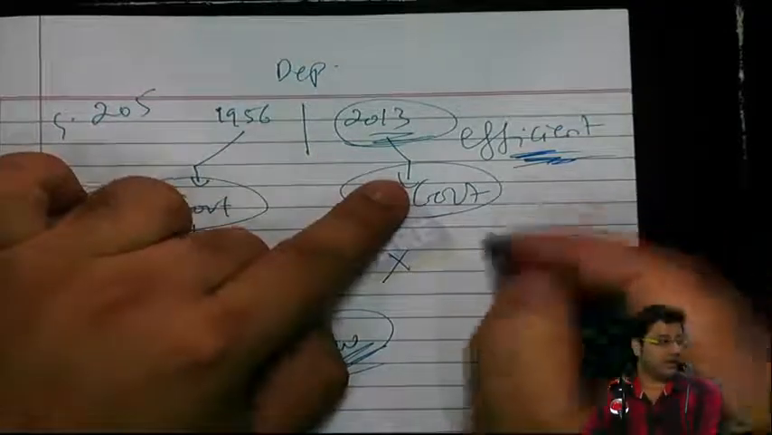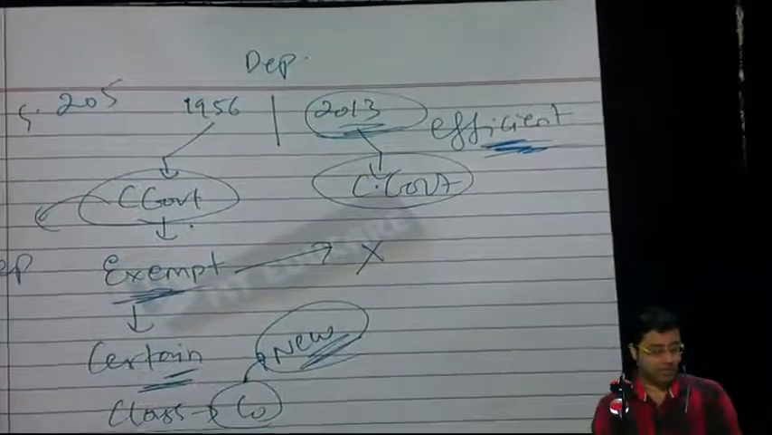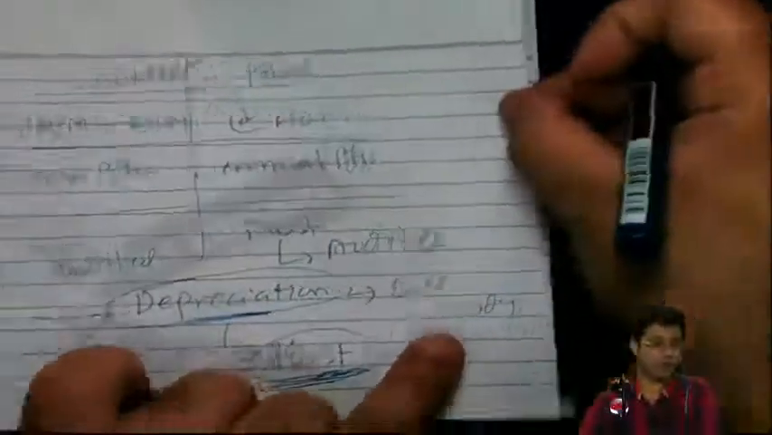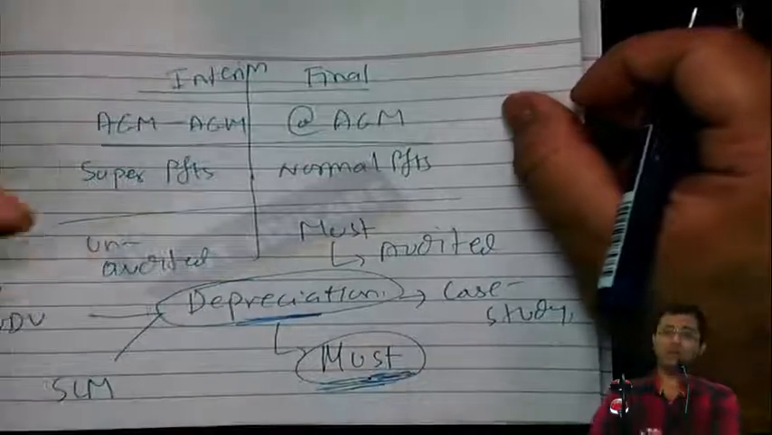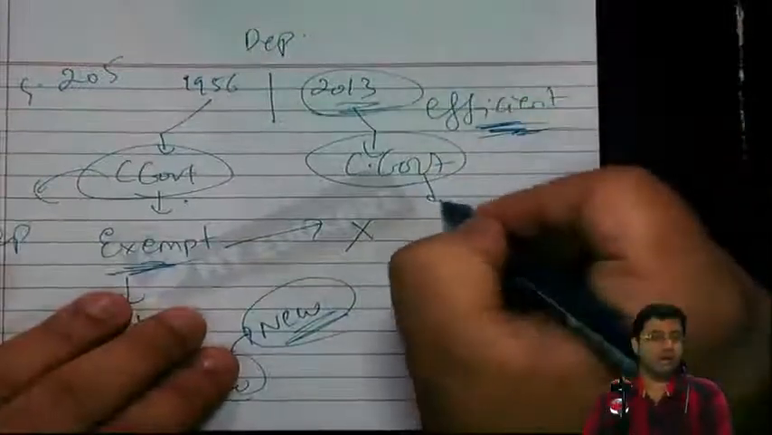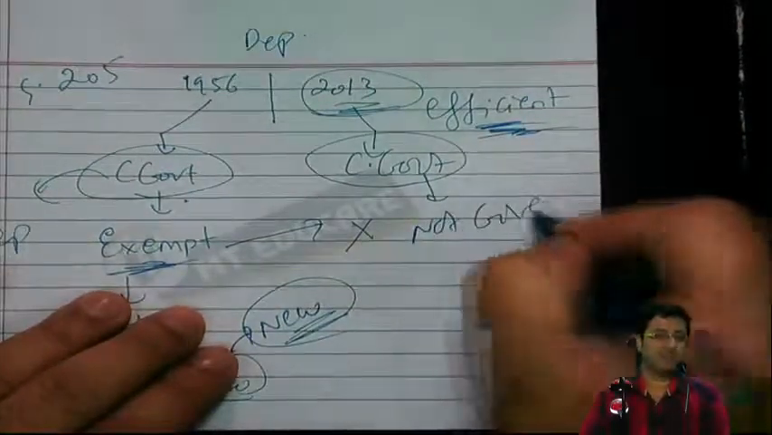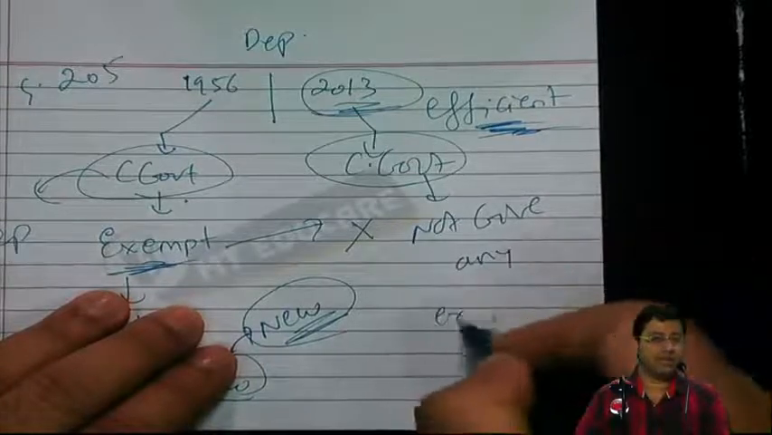Under the 2013 Act, when I wrote this word must, depreciation is a must to charge, to provide for depreciation before giving away dividend. Now it applies to all companies. So now the central government will not give any exemption.